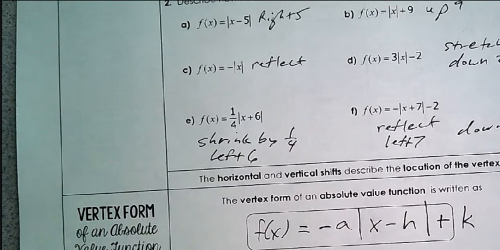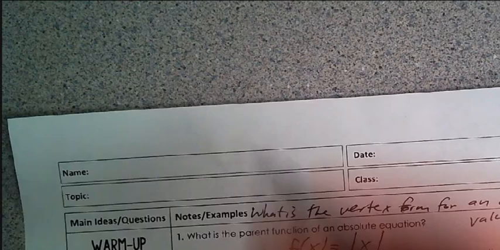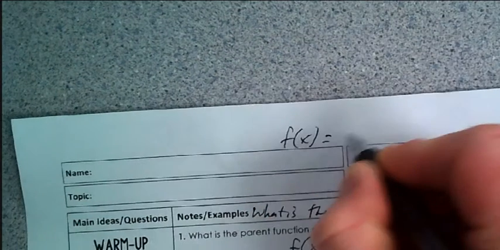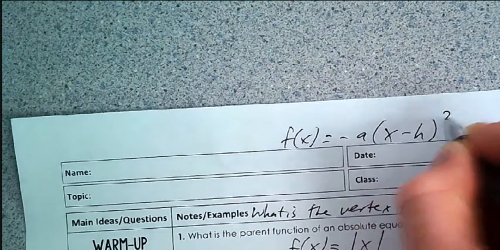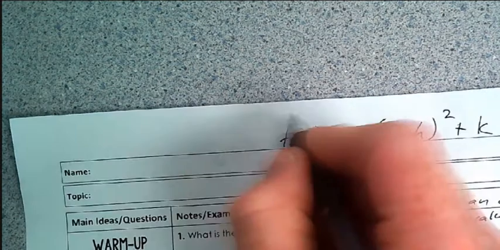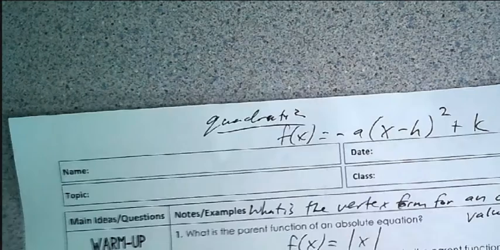Now, another thing about this type of format is that you can do vertex form for any function. We're focusing on absolute value right here. But we could also do quadratic. Let me show you. You don't have to write this, but I'm going to write it. F of x equals negative a parentheses x minus h squared plus k. This is quadratic form. This is the quadratic vertex form.